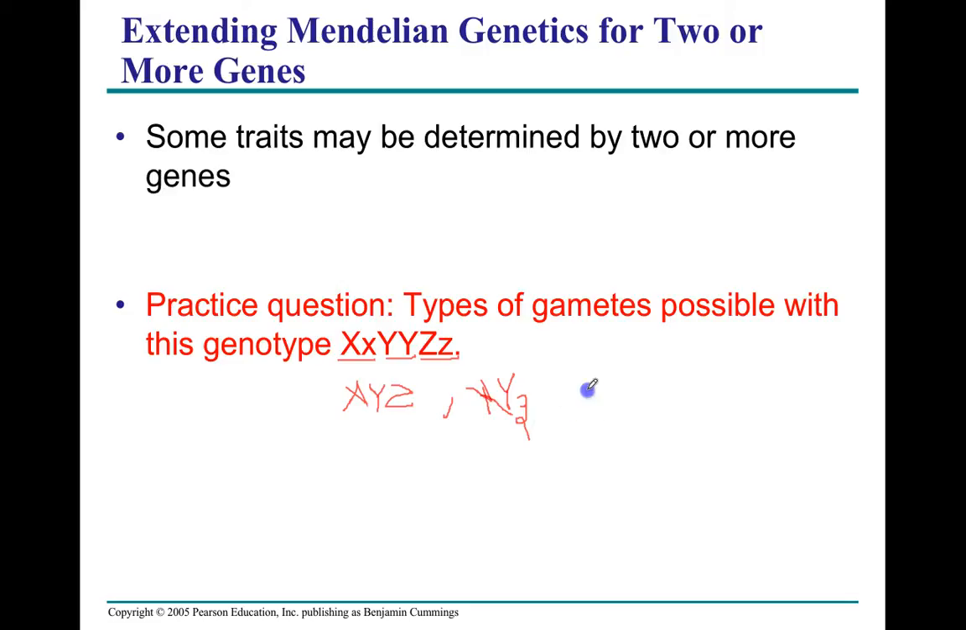And I think two more gametes are possible. Little x, big Y, big Z, little x, big Y, little z. Couple of suggestions.